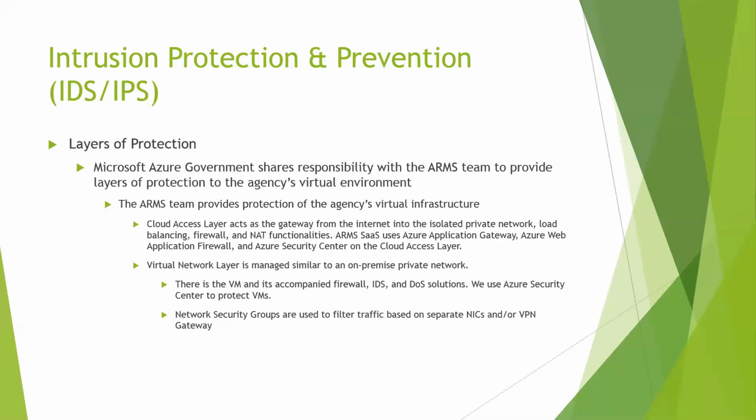The ARMS team, on its end of the shared responsibility, is responsible for protecting the agency's virtual infrastructure. So again, Microsoft is protecting the physical. ARMS team is protecting the virtual. The cloud access layer acts as a gateway from the internet into the isolated private network. We do that through load balancers, the web app firewall, web app gateway, and various network address translation functionalities, what's called NAT functionalities. ARMS SaaS uses Azure Application Gateway, Azure Web App Firewall, and Azure Security Center at the cloud access layer.